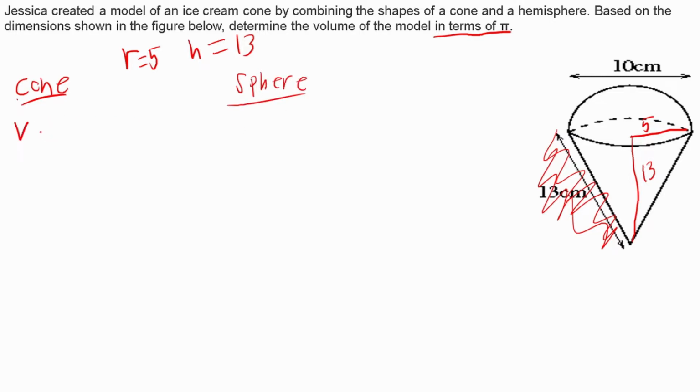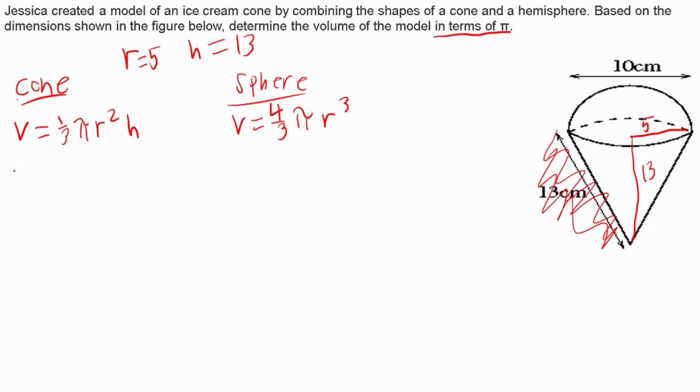Our volume formula for a cone is the same thing we've been using: 1/3 pi r squared height. And my volume for a sphere is 4/3 pi r cubed. And once again, we will not substitute 3.14 in for pi because we want it in terms of pi.